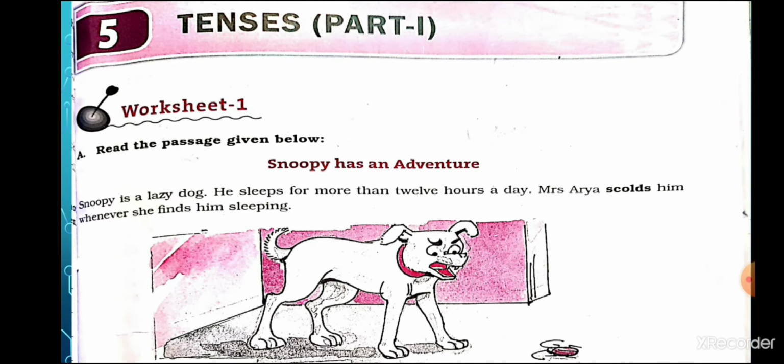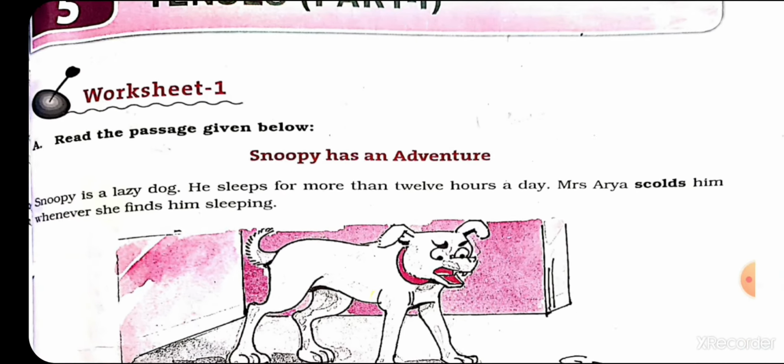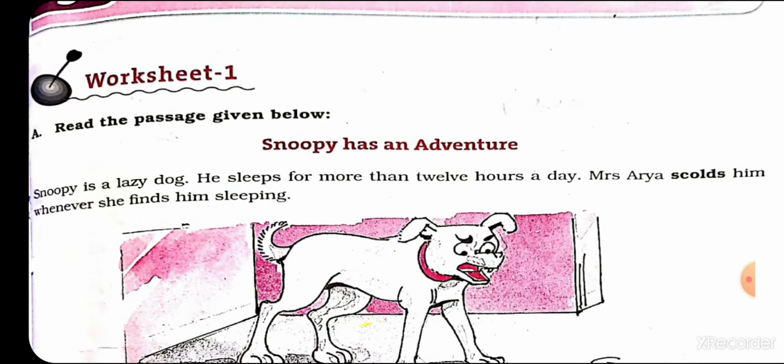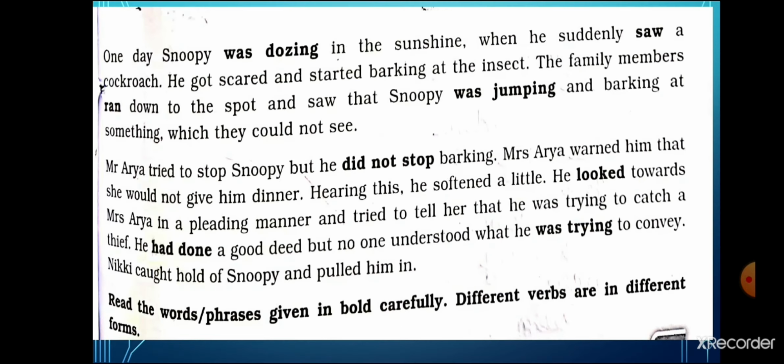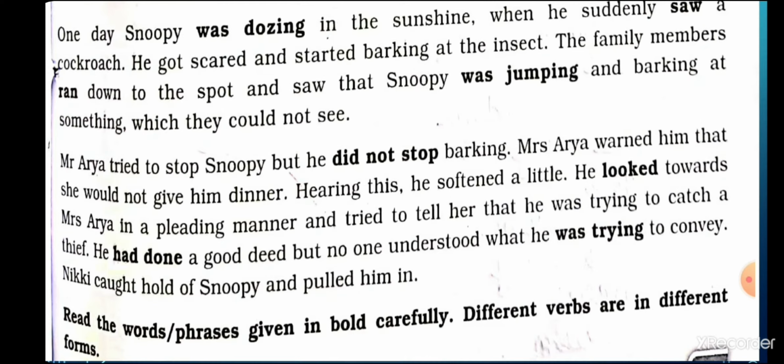Okay, now students, let's start with worksheet number 1, chapter number 5, tenses part 1, and do some practice of tenses. Yes, students, worksheet 1 here it's given. Read the passage given below. Snoopy has an adventure. Snoopy is a lazy dog. He sleeps for more than 12 hours a day. Mrs. Arya scolds him whenever she finds him sleeping. One day, Snoopy was dozing in the sunshine when he suddenly saw a cockroach. He got scared and started barking at the insect.